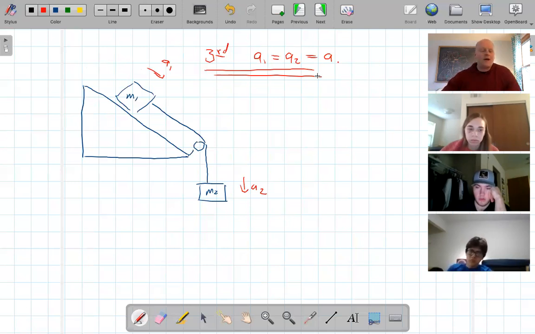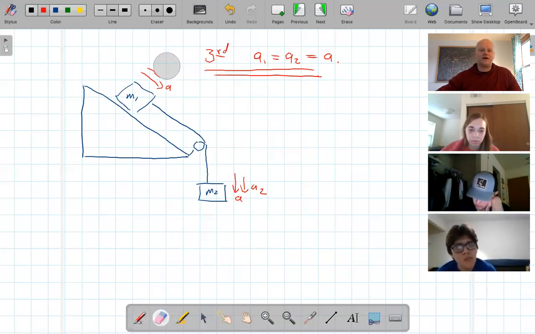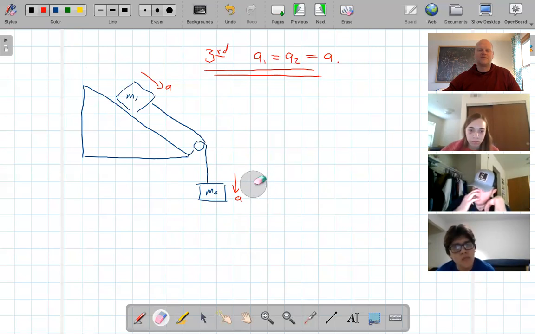So good. How do we solve a problem like this? This is our next major thing we want to talk about. The third law tells me that this acceleration here is the same as this acceleration. So if I want to find the acceleration of this guy, that's going to be the same as the acceleration on this guy. So let's say in this particular scenario, what is the acceleration of the system?